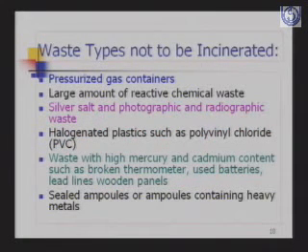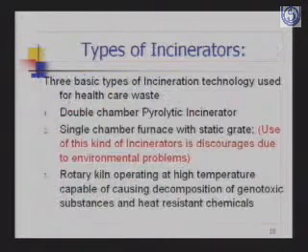What are the waste types that should not be incinerated? One is pressurized containers, large amounts of reactive chemical waste, silver salt and photographic and radiographic waste, then halogenated plastics such as polyvinyl chloride, PVC. Waste with high mercury and cadmium content such as broken thermometers, used batteries, lead-lined wooden panels. Then sealed ampoules or ampoules containing heavy metals.